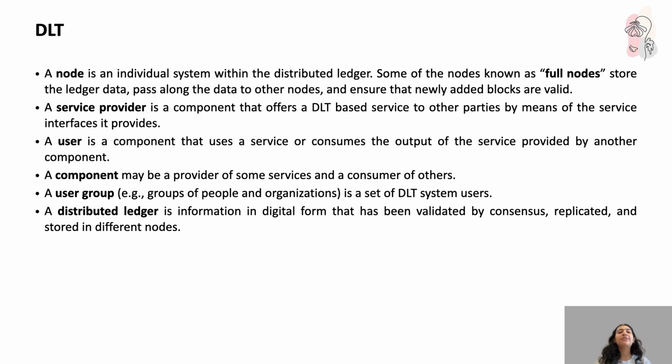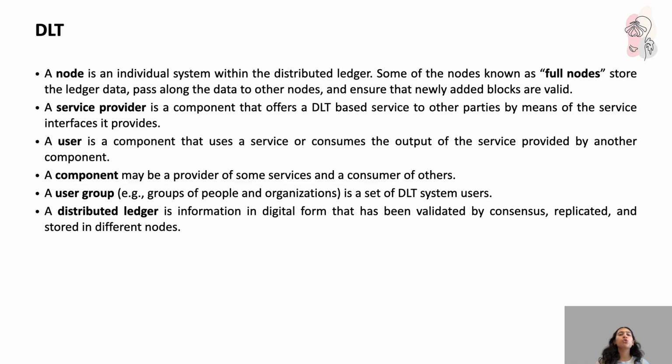And then we have user groups. User groups are simply sets of users who come together because they have a common purpose. And finally, at the center, we have the distributed ledger. The distributed ledger is the validated, consensus-driven digital information that's stored and replicated across all the different nodes.